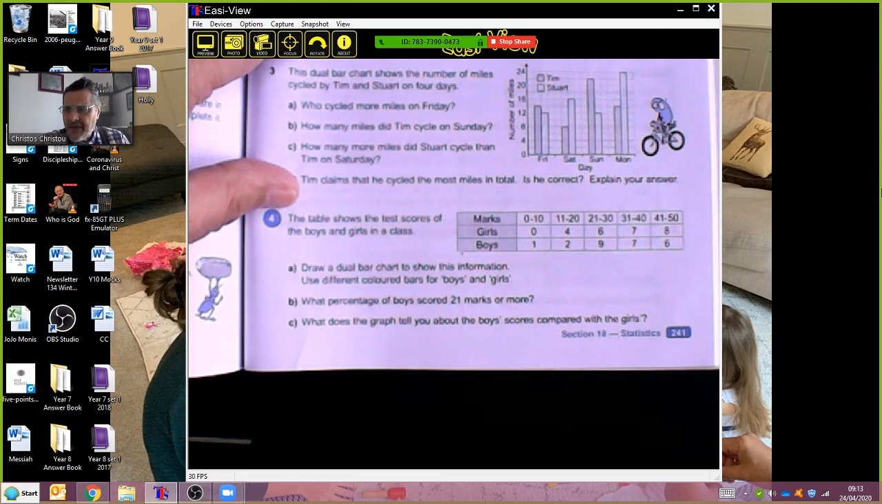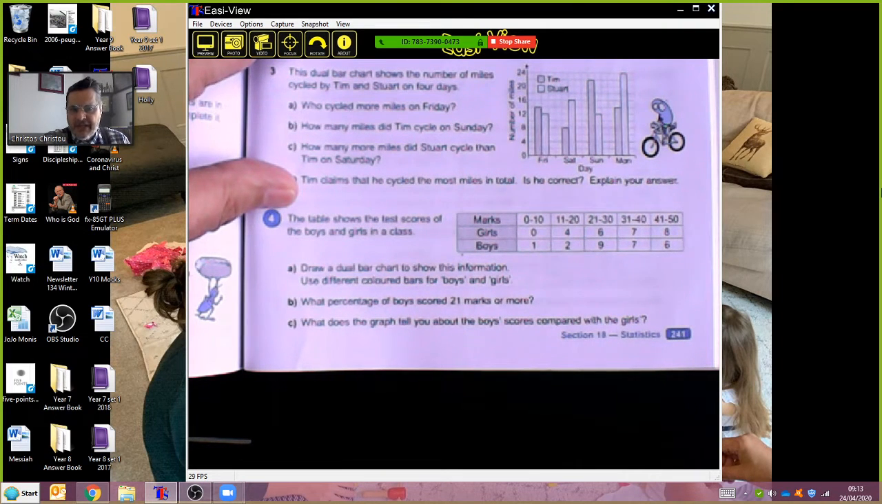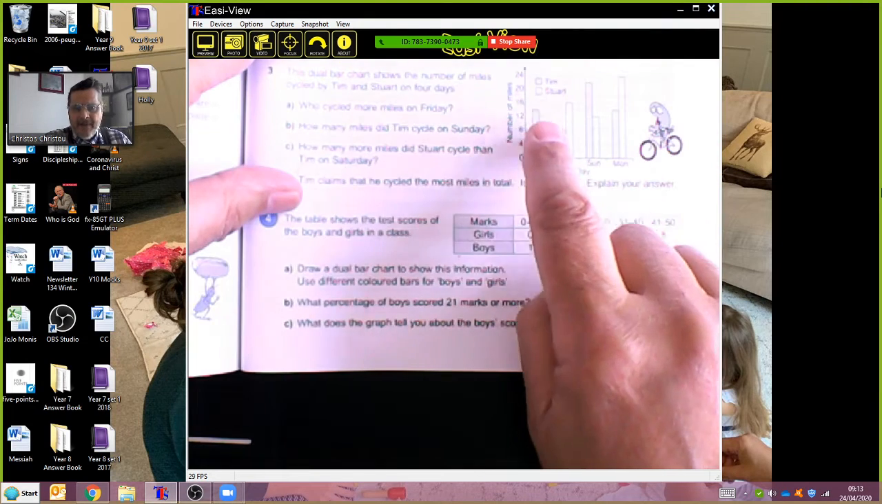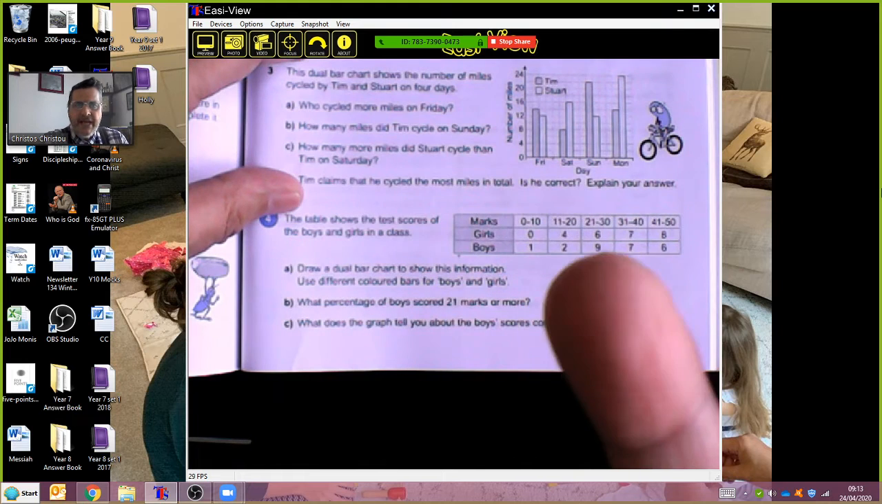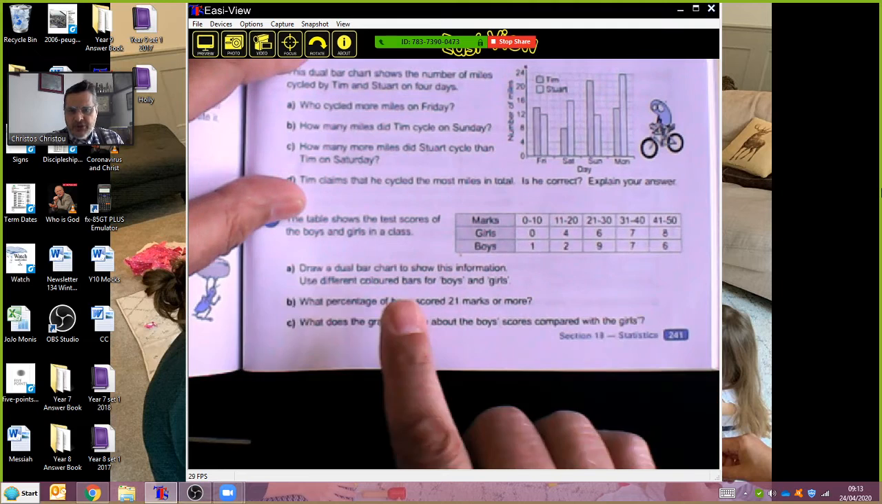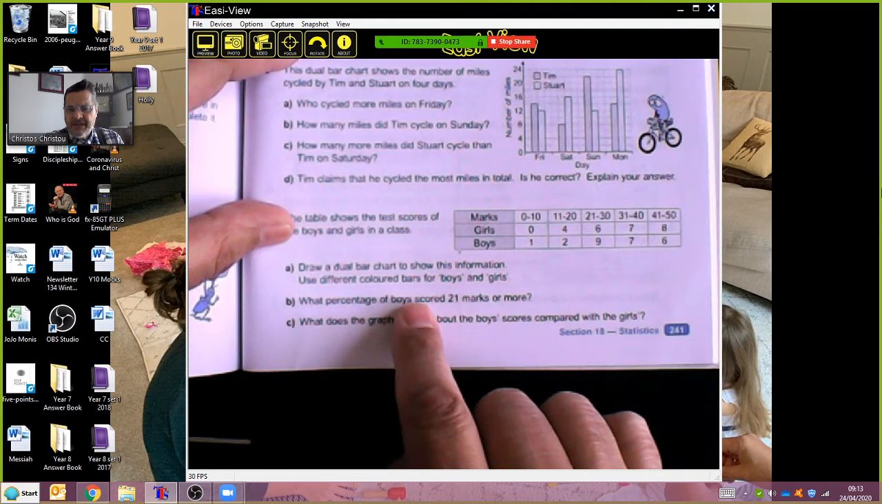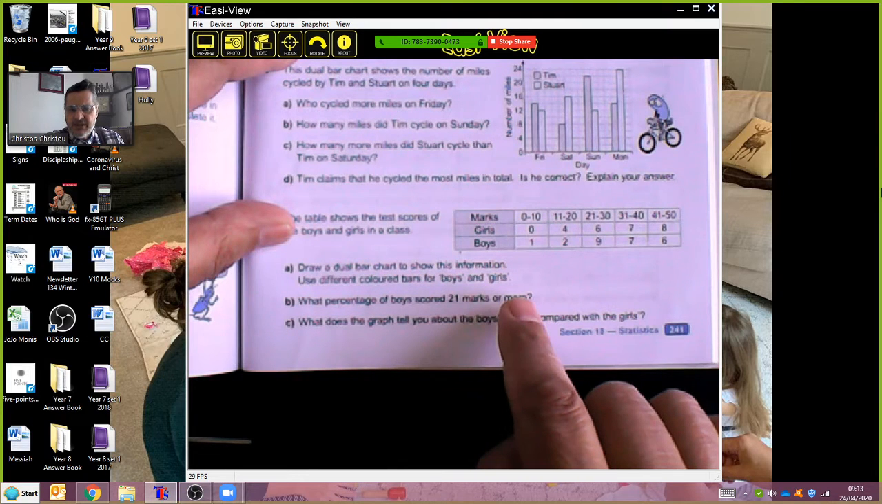Now, girls, I know you like to shade in your bars with pretty colours. Only do that if you've got time, all right? So I would suggest you lightly shade the girls if you're a girl, or lightly shade the boys if you're a boy, but distinguish it somehow, make it obvious. And you should do a little key, just like they did up here with Tim and Stuart. So shaded boys or shaded girls, unshaded the other gender. So draw a dual bar chart, and then it asks you what percentage of boys scored 21 marks or more.